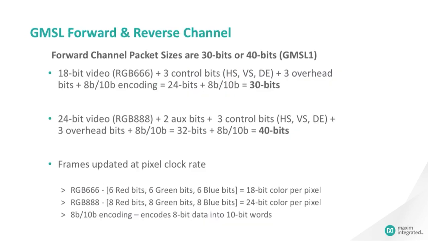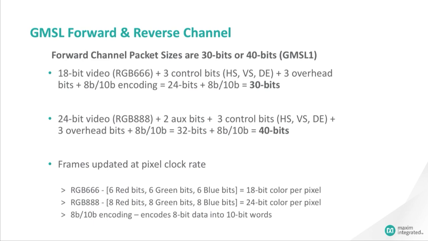The high-speed forward channel used for video data is serialized into packets of 30 or 40 bits. The data packets contain the video data for each pixel, as well as synchronization, control, and auxiliary data bits. Additionally, 8B/10B encoding is used to minimize offset errors and ensure clock recovery, and uses 10 bits of serial data to represent 8 bits of real information. Thus, when using 8B/10B encoding, 30-bit packets contain 24 bits of data, and 40-bit packets contain 32 bits of data.